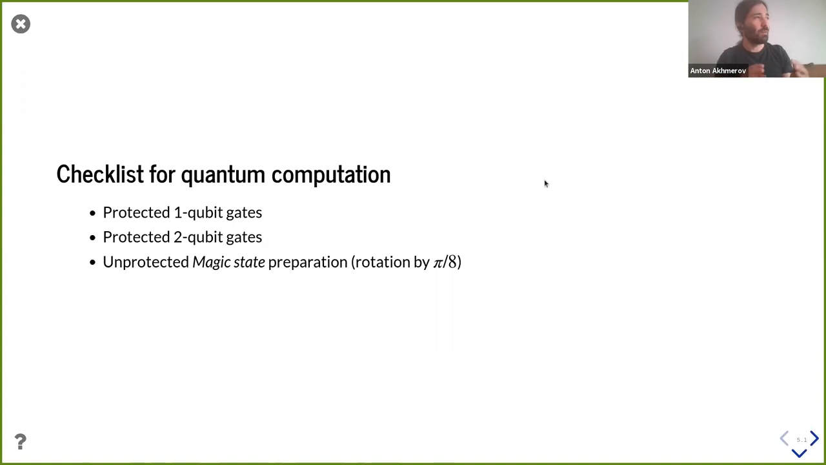That is used to prepare a so-called magic state that is sufficient to make a quantum computer universal, but there is some fundamental reason why you cannot make all the operations protected. So what people do is they run error correction on this noisy operation, and apply the magic state distillation protocol. Once all of these ingredients are in place, you can make a Majorana quantum computer. With that, I see a question.